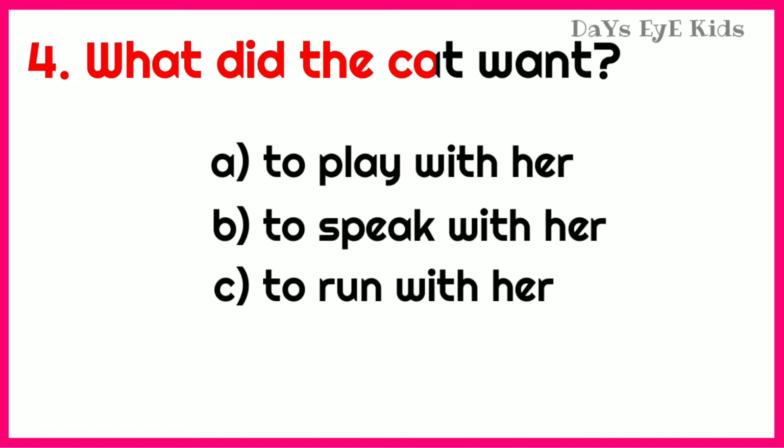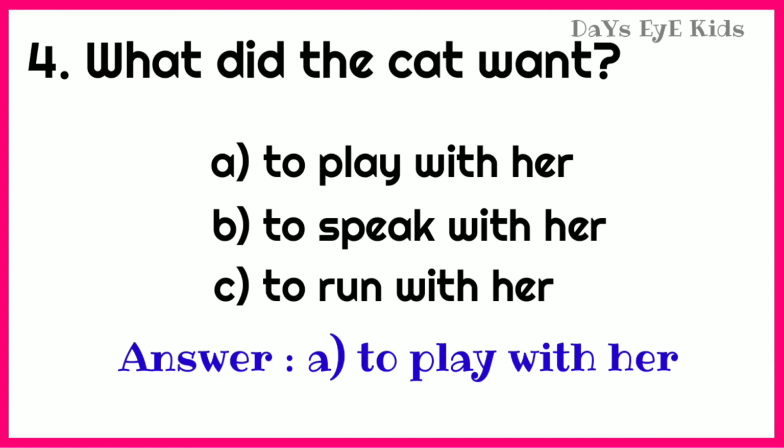Question number 4. What did the cat want? Option A, to play with her. Option B, to speak with her. Option C, to run with her. Answer. Option A, to play with her.